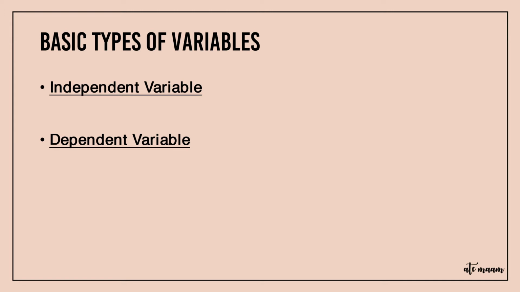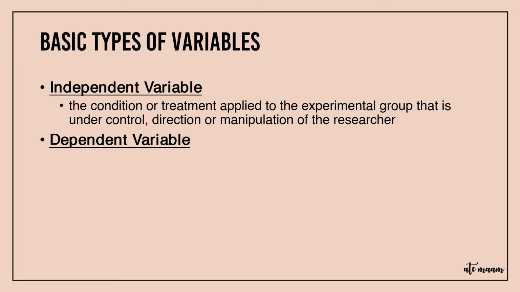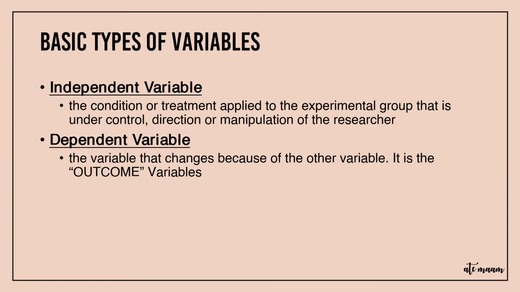The independent variable, by definition, is the condition or treatment applied to the experimental group that is under control, direction, or manipulation of the researcher. On the other hand, dependent variable is the variable that changes because of another variable. It is the outcome variable. In simpler terms, si dependent variable siya yung mga nababago dahil meron tayong independent variable. And independent variable naman, ito yung mga condition or treatment na binibigay natin kay dependent variable.